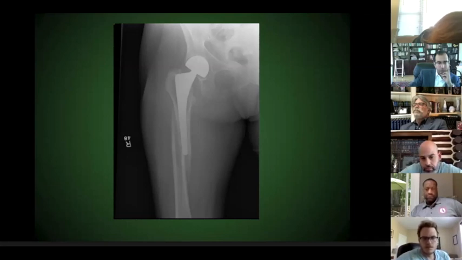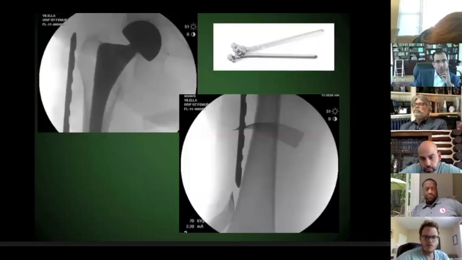Okay, can we go to the next slide, please? So this is an intra-op fluoro. I used a 4.5 plate. I used the big spine benders to get the plate to contour around the bone. Can we go to the next slide, please?